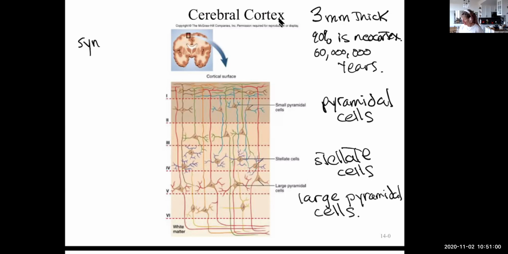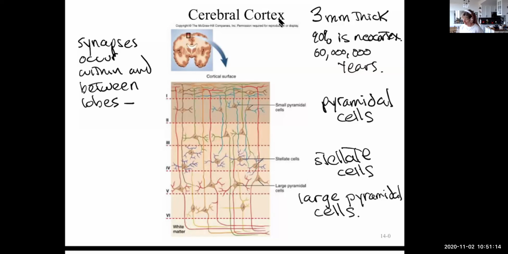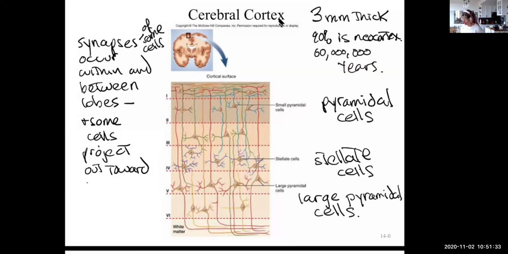So with these cells, synapses occur within and between lobes. Synapses, I should say, of some cells, and some cells project out of the cerebral cortex toward the spinal cord.